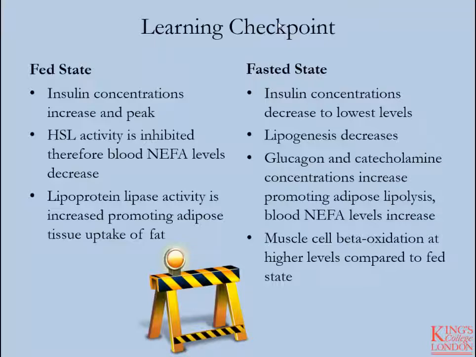Lipogenesis will also be decreased, and glucagon and catecholamine levels will be higher, promoting the lipolysis of triglyceride in the adipose tissue and the release of NEFAs into the blood. Muscle cells will then preferentially oxidize fat as their primary source of fuel until they are back into a fed state. So this summarizes how non-esterified fatty acids are released from adipose tissue and how this process integrates with the endogenous lipid transport pathway.